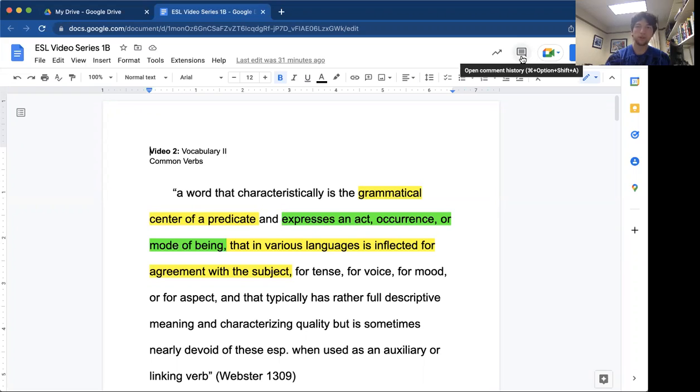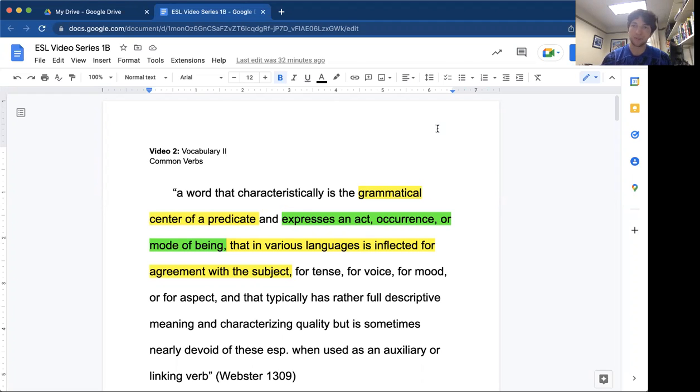So I'm going to start today with the definition of a verb. Webster's Ninth Collegiate Dictionary defines a verb as a word that characteristically is the grammatical center of a predicate and expresses an act, occurrence, or mode of being that in various languages is inflected for agreement with the subject, for tense, for voice, for mood, or for aspect, and that typically has rather full descriptive meaning and characterizing quality, but is sometimes nearly devoid of these, especially when used as an auxiliary or linking verb. This is on page 1309 of Webster's Ninth Collegiate Dictionary, in case you're wondering where it came from.